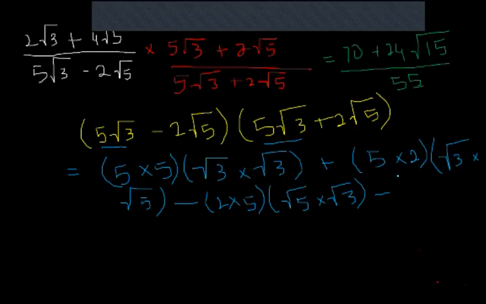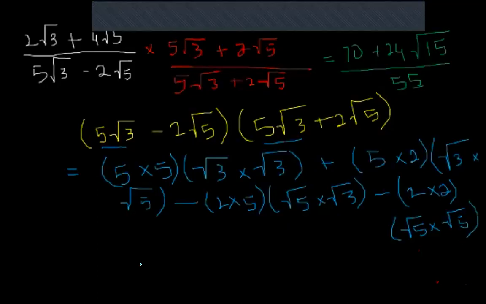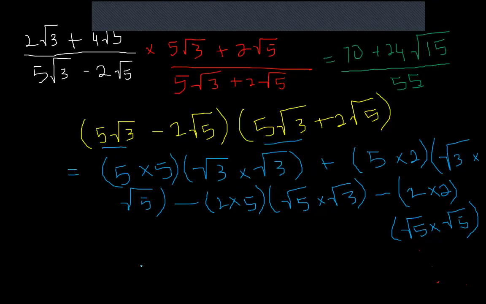Last one. You multiply constants like usual. So that's 2 times 2. And then you multiply your roots. So that's root 5 times root 5. You good with that so far? Okay, you good with that? Yes, no?